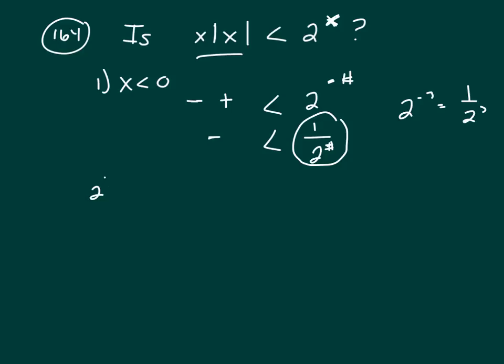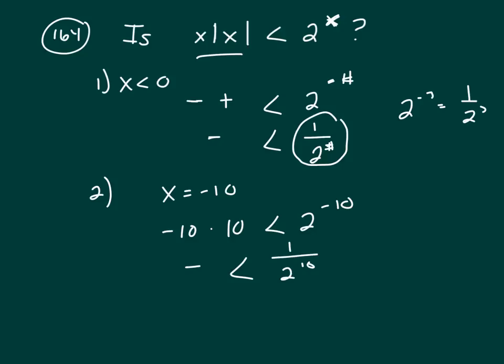Now let's look at clue 2. Clue 2 is x equals negative 10. Well, you would just plug that in. It's going to be the same reason. You got negative 10 times a positive 10 is less than 2 to the negative 10. The left-hand side's negative. On the right-hand side, you got 1 over 2 to the 10th, which is positive.